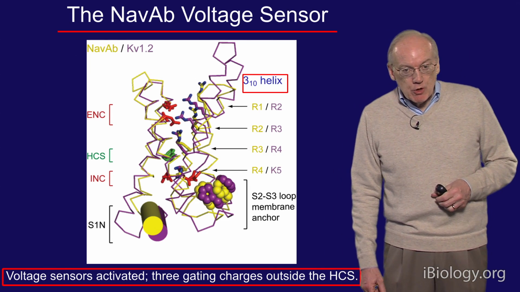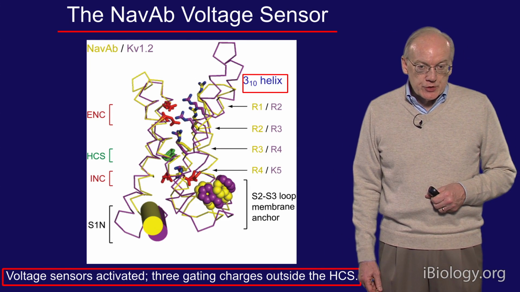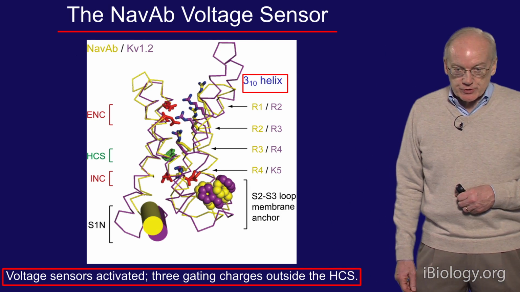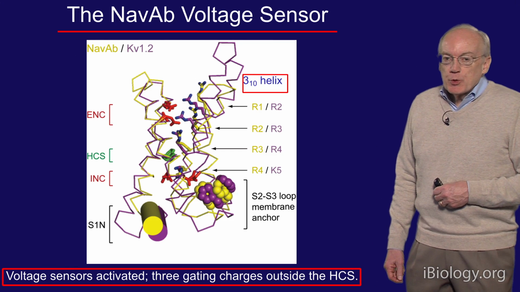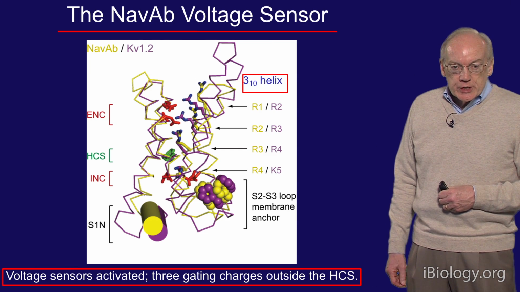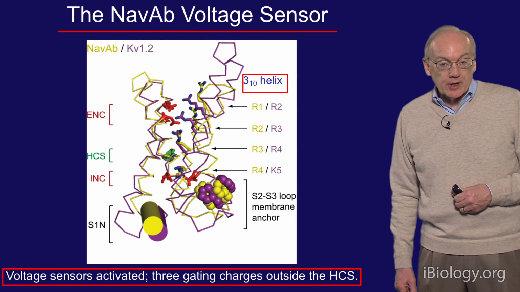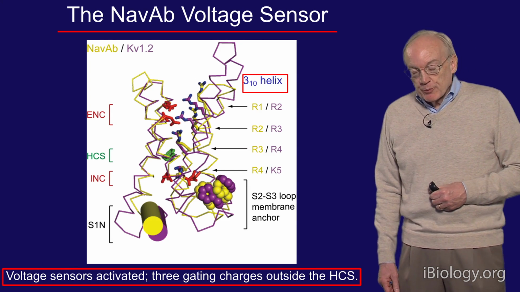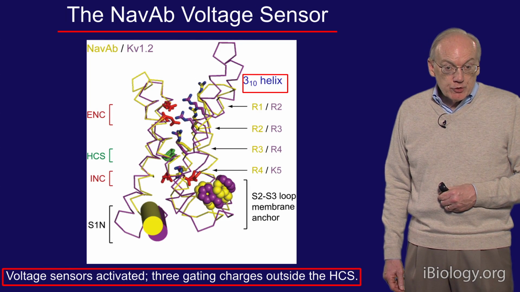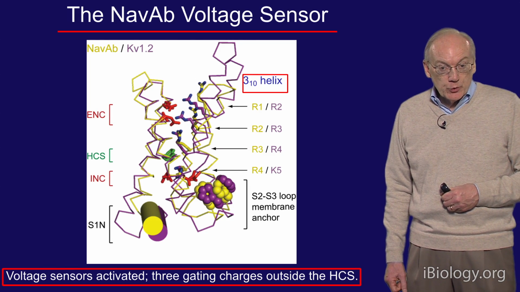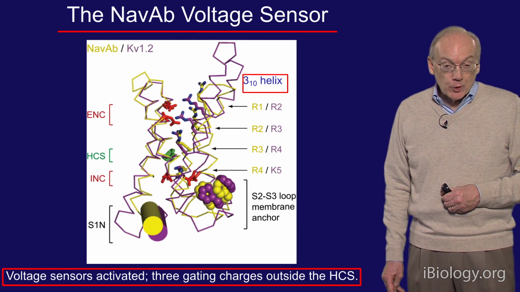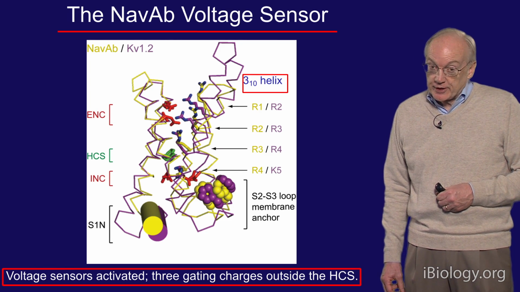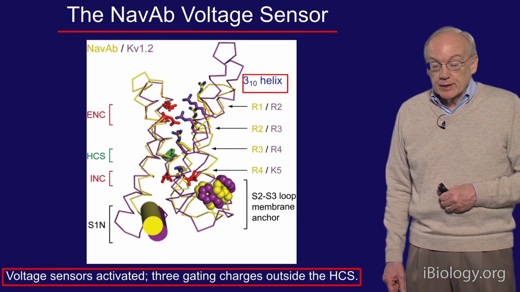So here is the structure of the NavAb voltage sensor at 2.7 angstroms resolution as we found it in our X-ray crystal structures. It's superimposed on a voltage sensor of a potassium channel studied in a different lab in the field, in Rod MacKinnon's lab at Rockefeller University. They're superimposed to illustrate the structural similarity of the voltage sensors between these two different types of voltage-gated ion channels, and makes the point that sodium and potassium channels really are very similar in the way that they sense voltage.